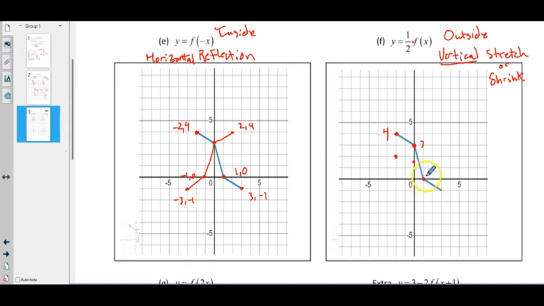The third point is at 0. 1/2 of 0 is still 0, so it stays right there. And then our next point is at -1. Well, 1/2 of -1 is -1/2. So our new function should look identical, but as you can see, it's just been squeezed. And it is a smaller form of it. It shrunk.